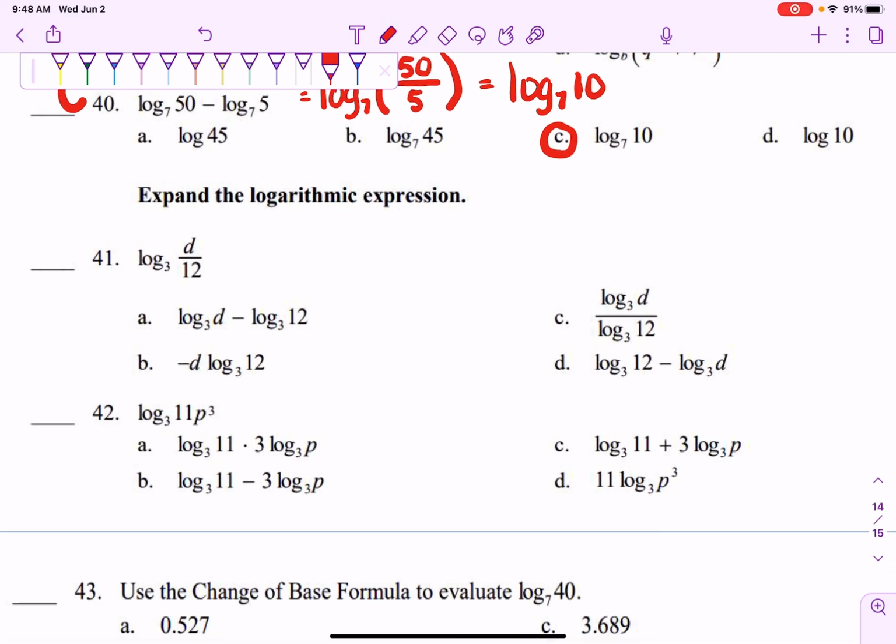If they want us to take them and expand the log expression, that means we're going to do the backwards. So if this is division, you can separate them with a subtraction. So log base 3, the piece on top is D, so that goes first, then minus, then do log base 3 again, and then the number in the bottom, which would be 12. So this one matches A.